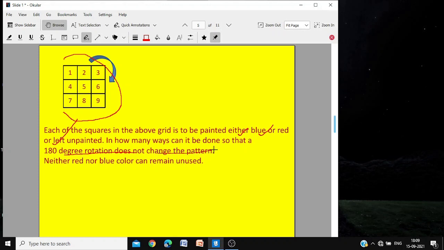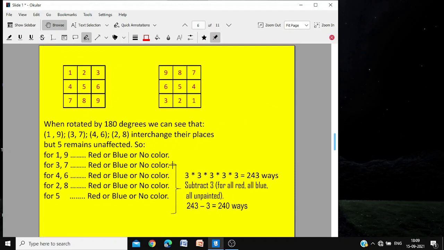Does not change the pattern. And also one more constraint: neither red nor blue color shall remain unused. So let's see the similar thing. Now after 180-degree rotation, when you rotate this by 180 degrees, this is the pattern you will get.